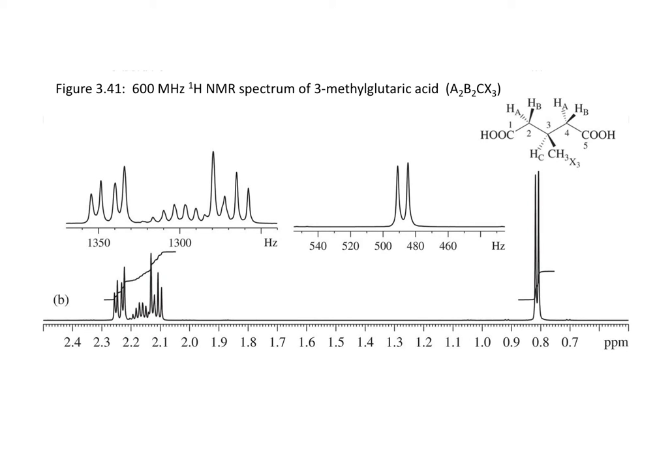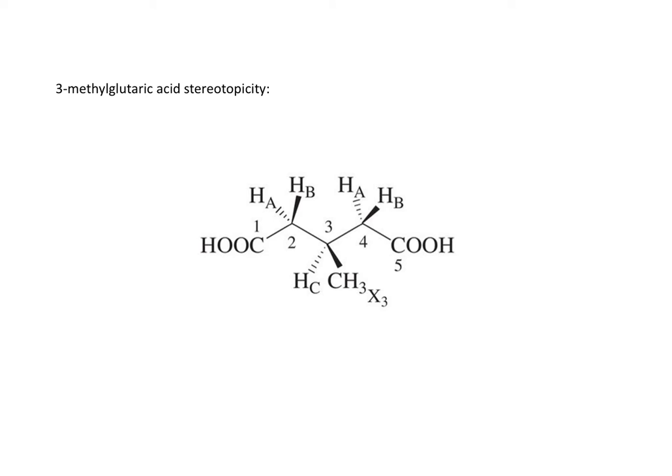This is a proton NMR spectrum of 3-methyl glutaric acid. The spectrum is quite complex. However, 3-methyl glutaric acid is an achiral compound. But the complexity of the spectrum arises in part from there being homotopic groups, enantiotopic groups, and diastereotopic atoms. We'll return to the spectrum after we consider the stereotopicity.